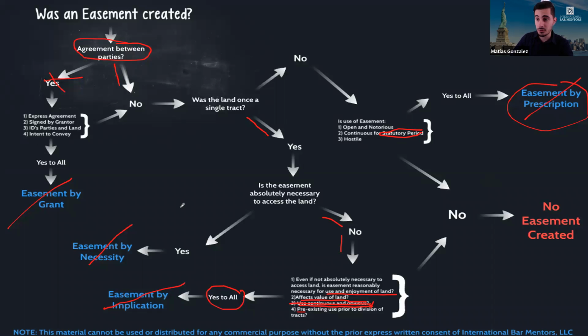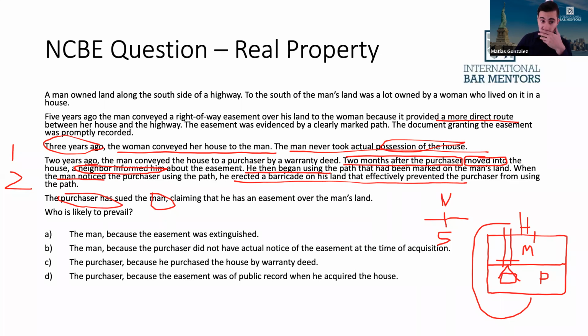So now there's only 4 ways to make an easement. The purchaser didn't have one by grant, didn't obtain one by necessity or implication, and didn't obtain one by prescription. So everything leads us to no, which means that there was no easement created. And so now let's look at an answer choice that reflects our reasoning.